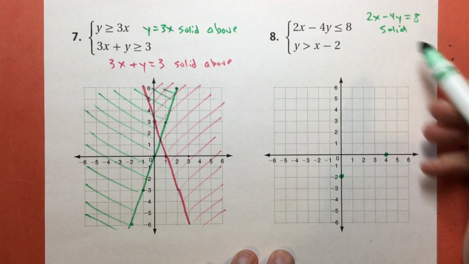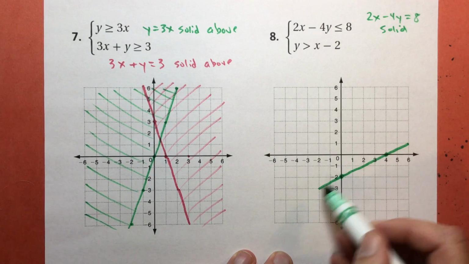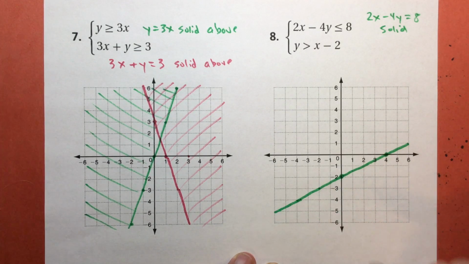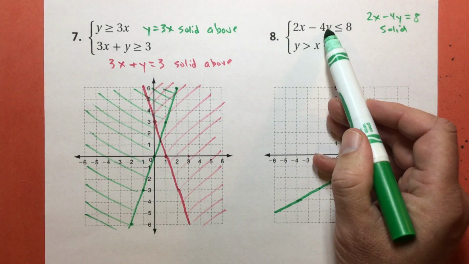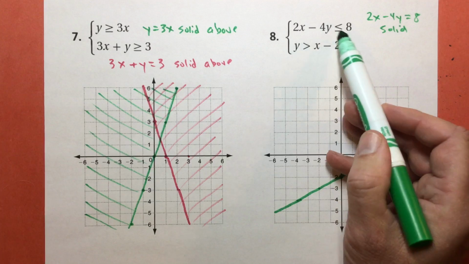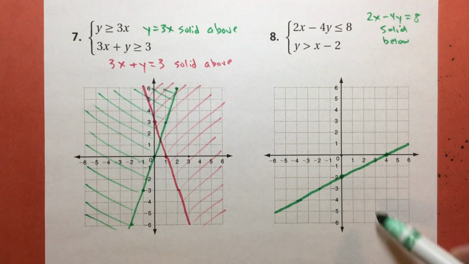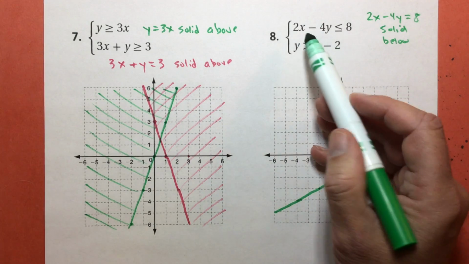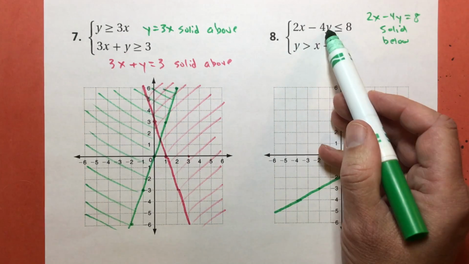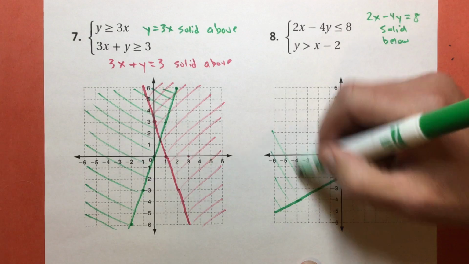I already decided it's solid. So my solid line looks like this. And I have to decide if I'm going to be above or below it. Let's pick 0, 0. 2 times 0, 4 times 0, 0 subtract 0 equals 0. Is 0 less than 8? Yes. So I'm going to be below. And I can test one of the other points on the other side. It doesn't matter which one you do. Let's try x equals 5 and y equals 0. 2 times 5 is 10. 10 subtract 0 is 10. Is 10 less than 8? No, it's not. So I'm going to shade above.